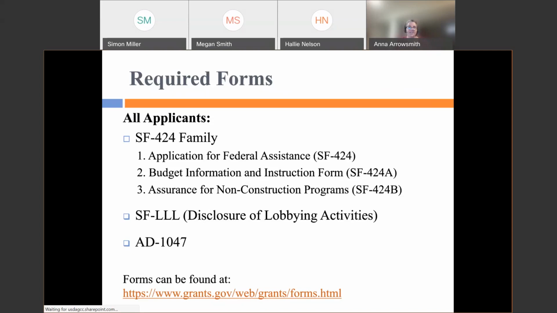So I get a lot of questions about this. What you want to do is fill in your agency or organization's information at the top, and then in the other required fields, just write "we do not lobby." And then there's a section at the bottom for you to digitally sign, and you'll need to do that. So that's sort of a workaround for the lobbying form. And then the AD 1047 deals with debarment and suspension, and it's also required of all applicants.